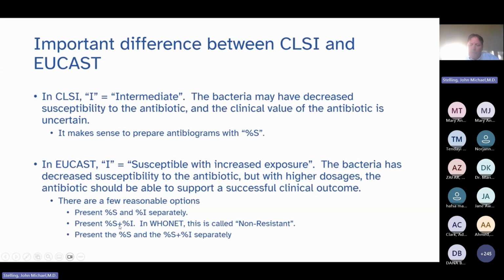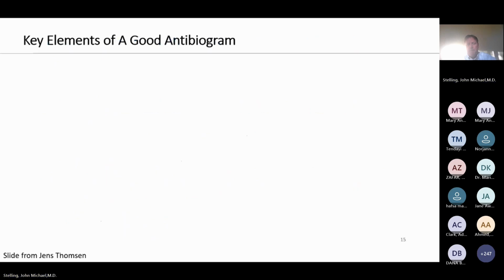My impression, but I would appreciate guidance from especially Europeans utilizing EUCAST, is that most people probably present percent S and percent I. Or you can present percent S and percent S plus I separately so that you can see the difference between truly susceptible and somewhat susceptible.